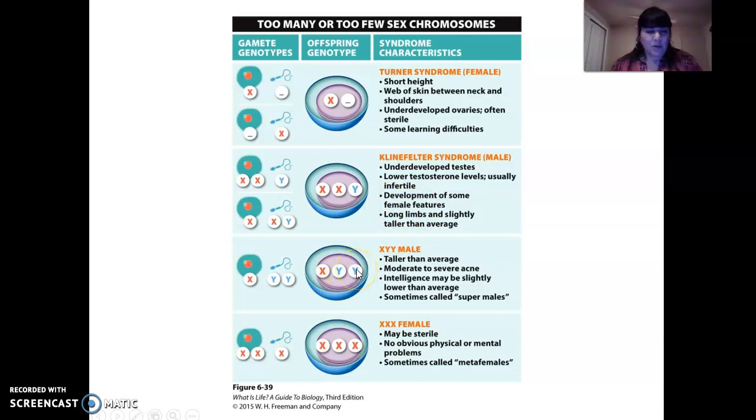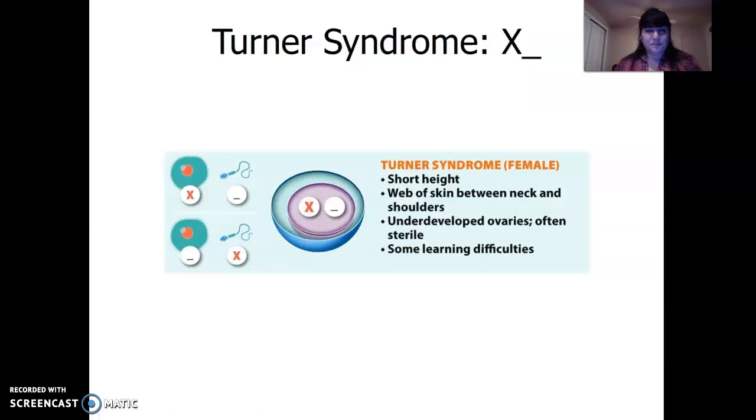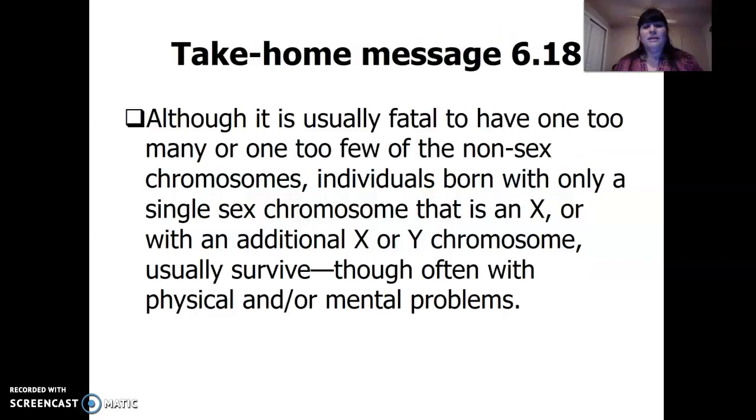XYY, okay? Double Y chromosomes. They're called super males. Taller than average, moderate to severe acne, intelligence may be slightly lower than average. Here, XXX, they're called super females, or metafemales, maybe sterile, right? Because again, having the extra chromosome causes problems. No obvious physical or mental problems. So, yes, different examples.